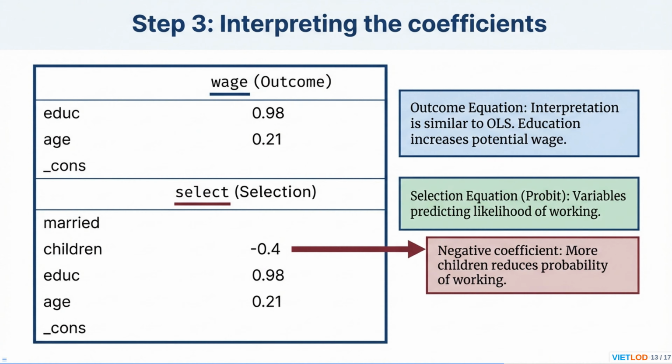Below this, we have the selection panel, which shows the coefficients from the Probit model for the selection equation. These indicate how variables influence the probability of working. Here, we see a negative coefficient of -0.4 for children, which strongly implies that having more children reduces a woman's likelihood of being in the workforce.